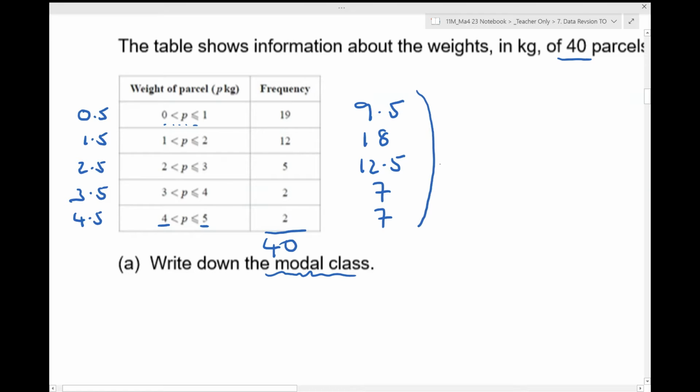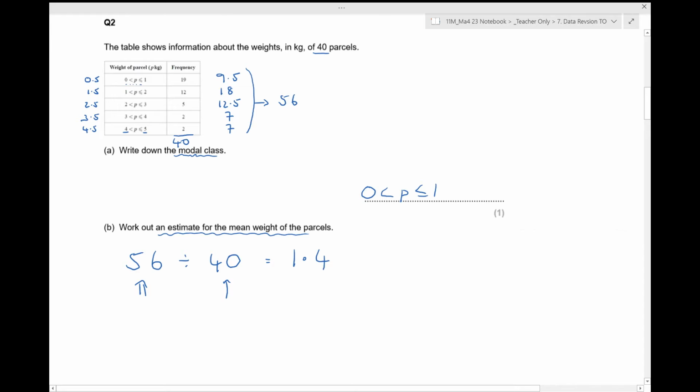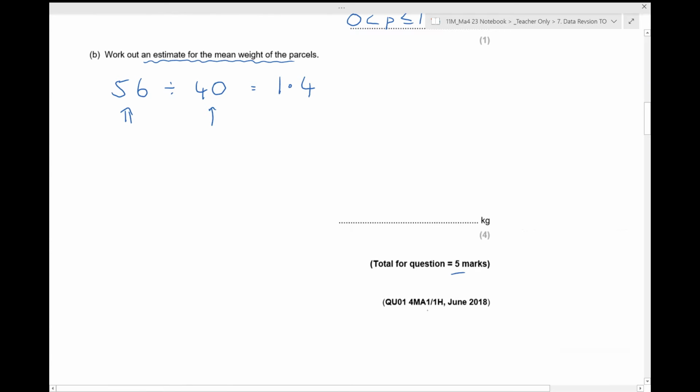Multiply, add. The total weight of all the parcels is 56 kilograms. And of course, then I'm going to divide by the number of parcels to work out the mean weight of the parcels, or the average weight of one parcel. There were 40 parcels that weighed a total of 56. So one parcel on average will be 56 divided by 40. That's question 2. Question 3. Oh, question 2, look at that. 5 marks on 1H in June 18.